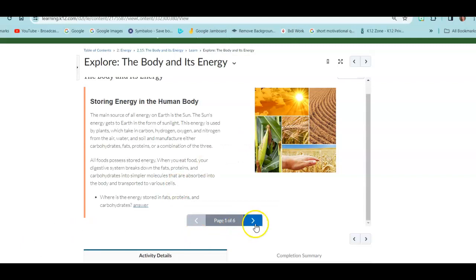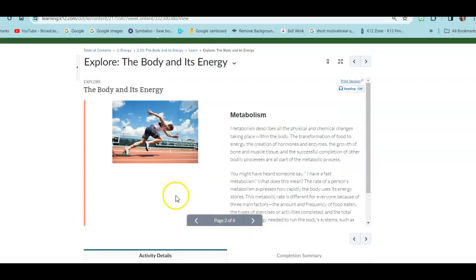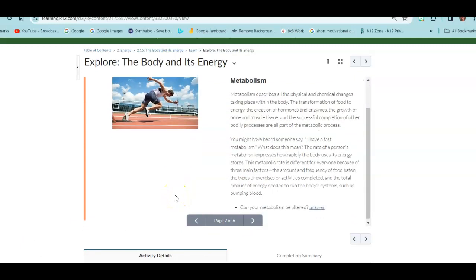Guiding question 2 is looking at metabolism. So metabolism describes all the physical and chemical changes taking place within the body. The transformation of food to energy, the creation of hormones and enzymes, the growth of bone and muscle tissue, and the successful completion of other bodily processes are all part of the metabolic process.